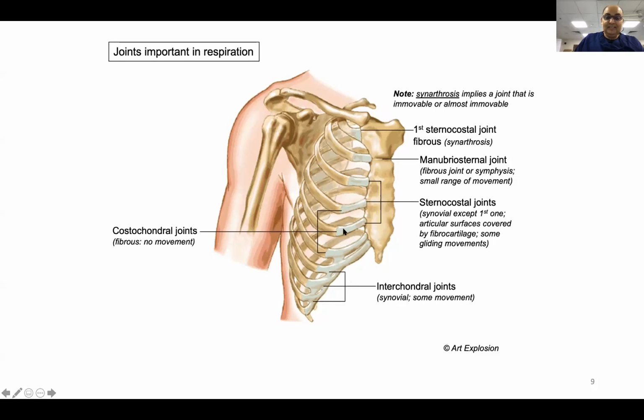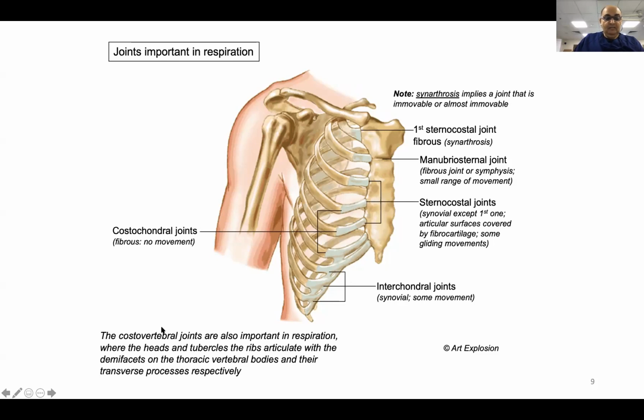So what type of joint is this and what type of movement is possible at this joint? Because this helps me to explain my further understanding of our today's session. Now the costovertebral joints are also important in respiratory movements, where the heads and the tubercles of the ribs articulate with the demifacets on the thoracic vertebral bodies and their transverse processes respectively. They have not been shown in this image. So we are talking about the joints which are important for our respiratory movement. So let's explore things step by step.